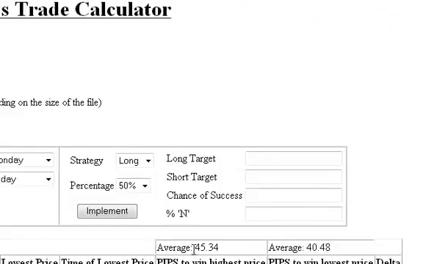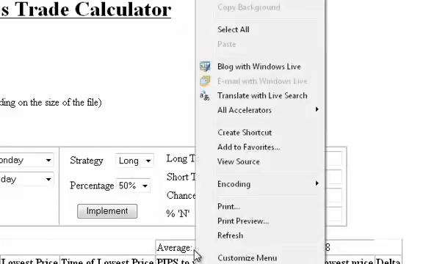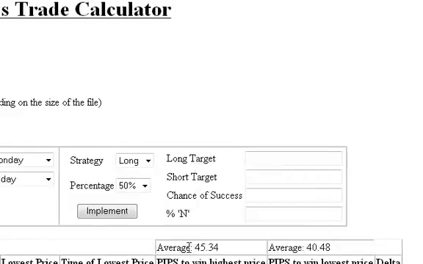You can see here that the average is 45 for a long and 40 for a short. So if we go in and, let's say, take 30% of that number, it tells us that we are going to have an 82% chance of success by entering this long trade of 13. A short trade gives us about a 72% chance.